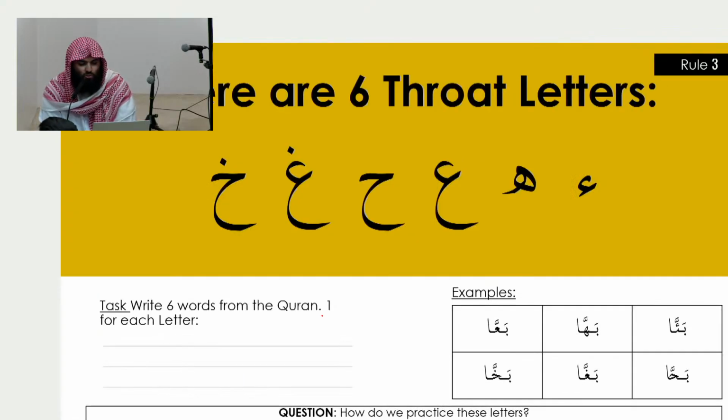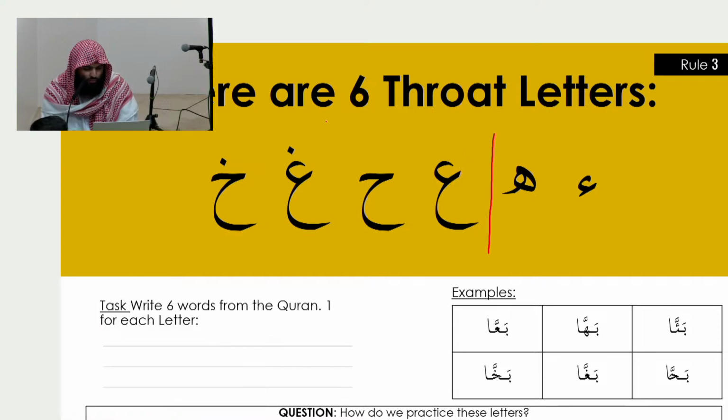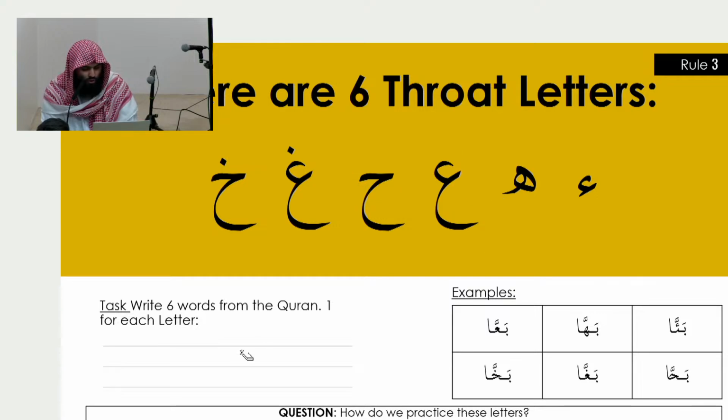The next set of letters were the throat letters. And we said that the throat is split into how many parts? 3 parts, mashallah. The bottom, the middle, and the top. So the top, you have 2 letters. You have ghain and kha. And in the middle you have 2, ayn and ha. And the bottom you have 2 letters, hamzah and ha. These are from the bottom of the throat. So this is where we stopped. We stopped here. We took these letters.